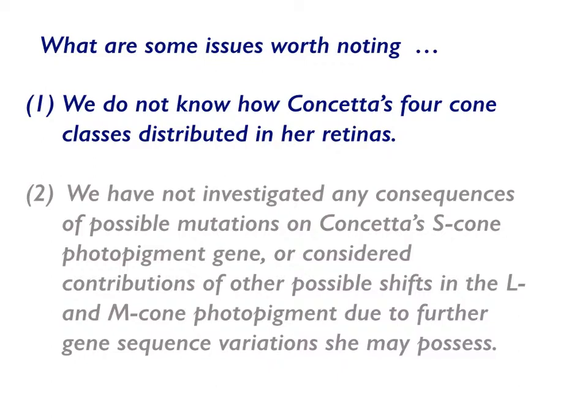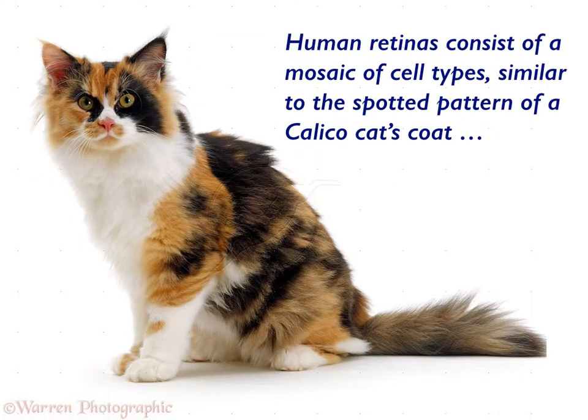Finally, there are some issues worth noting about this particular study. It is important to realize that we do not actually know how Concetta's 4 cone classes are distributed in her retinas. We did not take measurements of her cone mosaic, so we don't have this information available to us. And it turns out that human retinas consist of a mosaic of cell types that is similar to the spotted pattern that you see in a calico cat, in that some patches express the pigment from the paternal X chromosome and the other patches express some pigment from the maternal X chromosome.